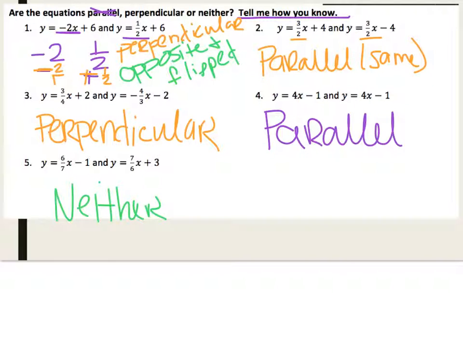Alright, here are the answers. 3 is perpendicular, 4 is parallel, 5 is neither. Make sure you have written how you knew. So just writing these words is not going to be enough. I need you to explain to me how you knew. Okay?